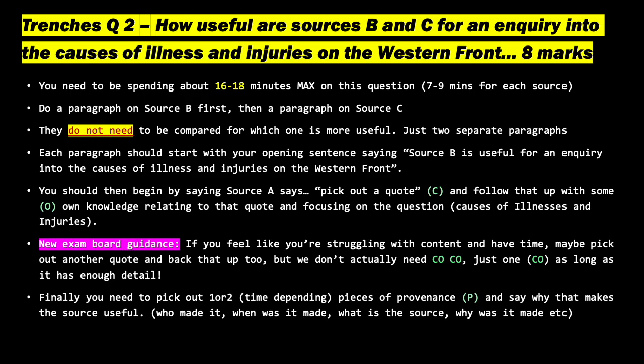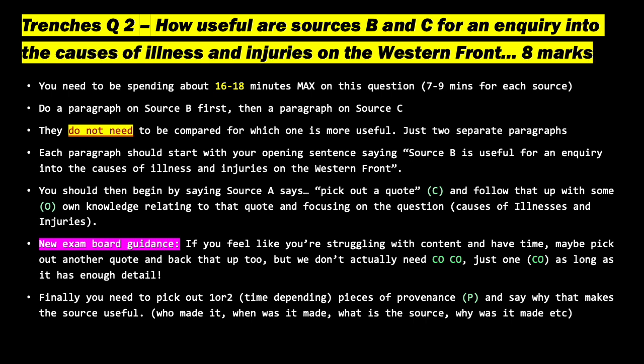We need to end this first paragraph with two pieces of provenance. So what makes the source useful in terms of who made it, when was it made, what is the source, why was it made, etc. Any of those things. It's a little bit trickier when you're doing the why was it made. It's not always obvious. But if it is obvious, like in this exam where you get to talk about a museum, that is very obvious. So we'll talk about that in a sec, but that's a nice easy one to pick out.